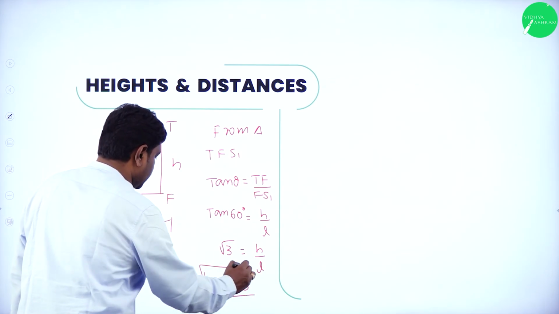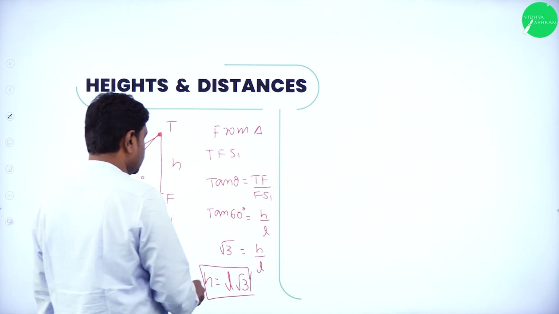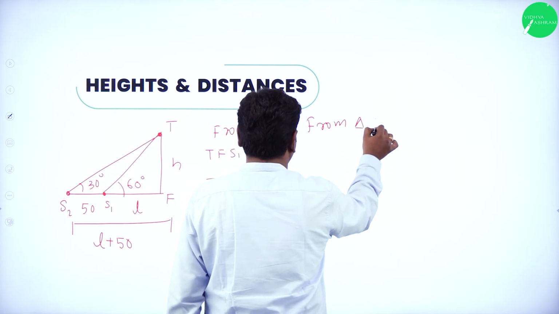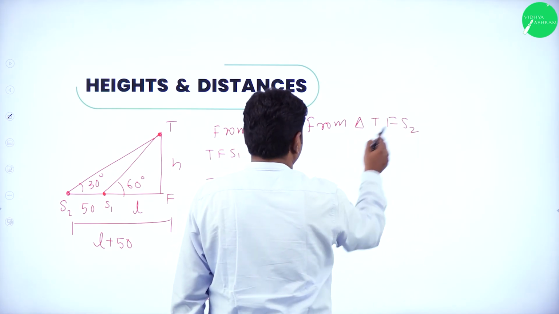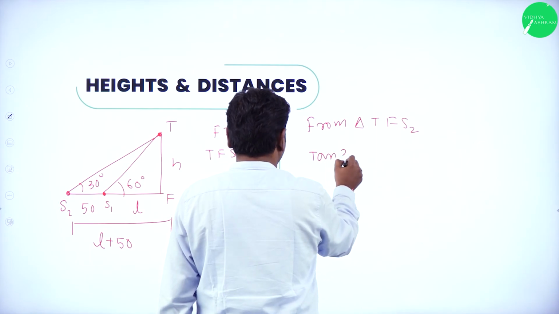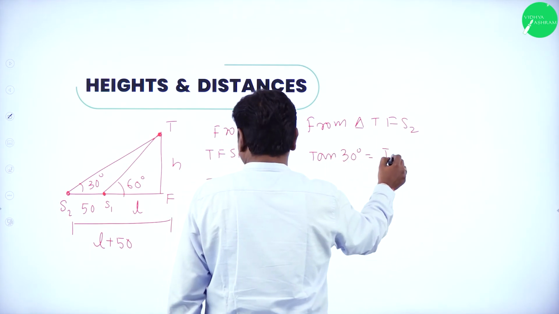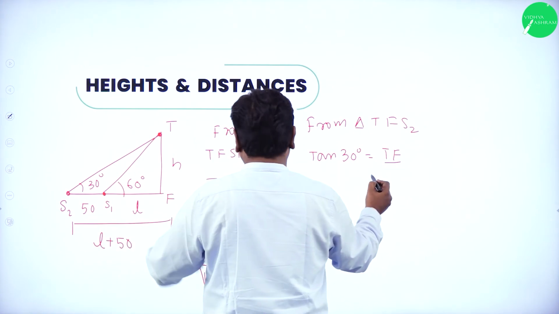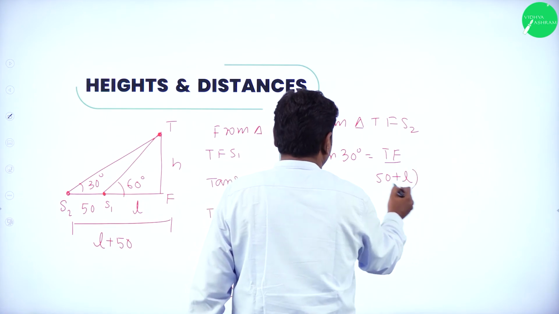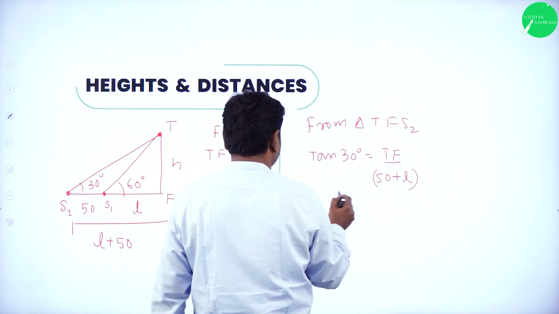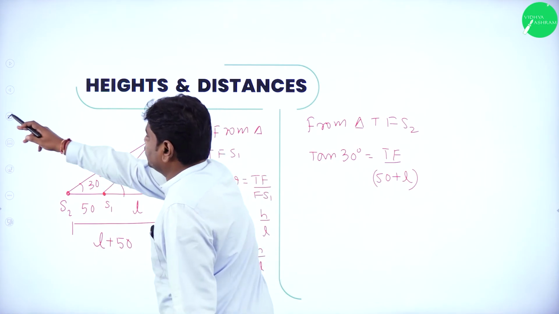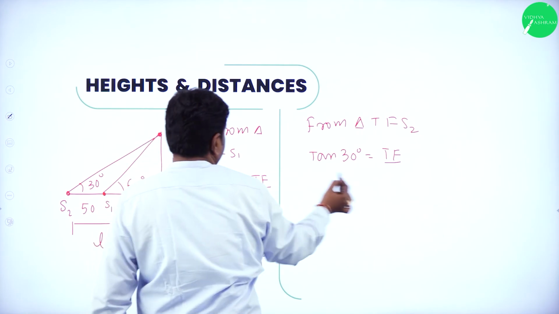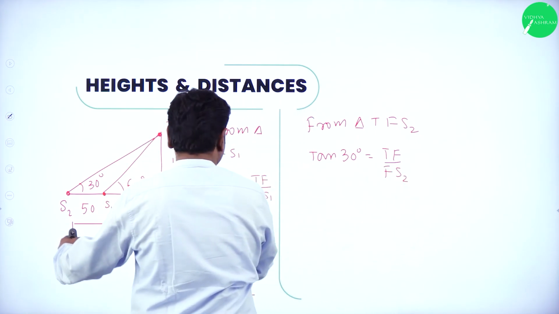So now our task is to get L. So find L from the other triangle. The other triangle is TFS2. So again apply tan 30 degrees, which is equal to opposite, TF, divided by the adjacent side. We have total 50 plus L. So TF divided by FS2. Then you substitute FS2.